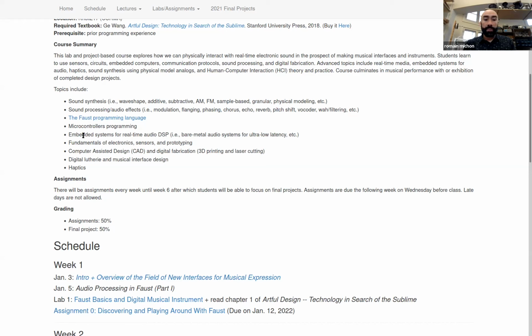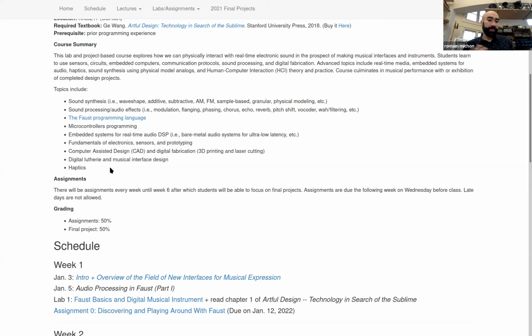We will do embedded systems for real-time audio DSP. So, we will learn how to program them, and we'll try to study some more advanced topics like bare metal audio systems for ultra low latency and things like that, which is also going to happen on the Teensies.